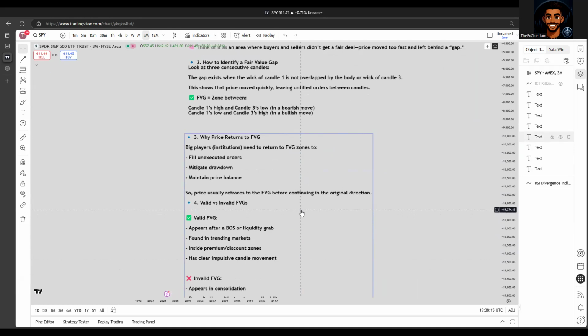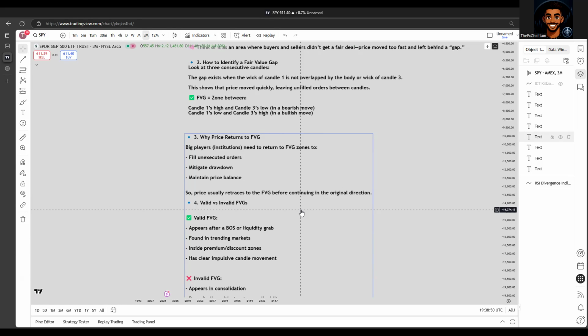Why does price return to fair value? Big players, institutions, need to return to fair value zones to fill unexecuted orders, mitigate drawdowns, and maintain price balance. There must always be price balance. For every inefficiency, there must be an efficient market, and for every imbalance, there must be a balanced market. So price usually retraces toward fair value before continuing in the original direction.